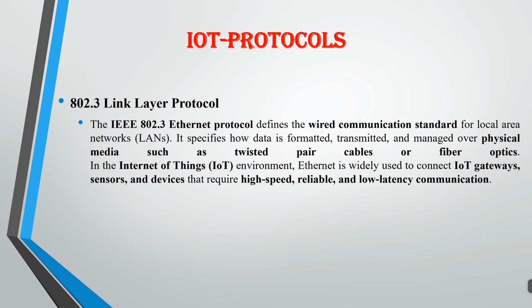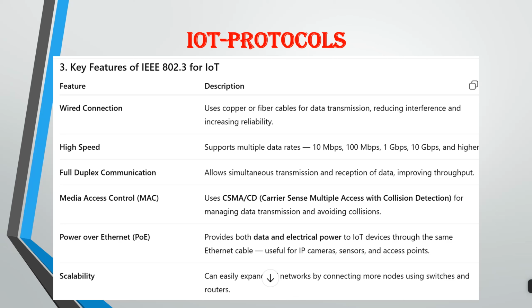So basically, wired communication, which makes use of the 802.3 link layer protocol, is mainly used for IoT gateways, sensors, and devices that require high speed, reliable, and low latency communication. So this is one protocol which is very important for IoT devices. So let's look into the key features of this particular protocol, the 802.3 protocol. One of the features is that it is wired communication. It is high speed. It supports data at a rate of 10 Mbps.